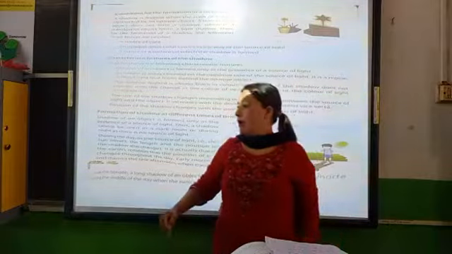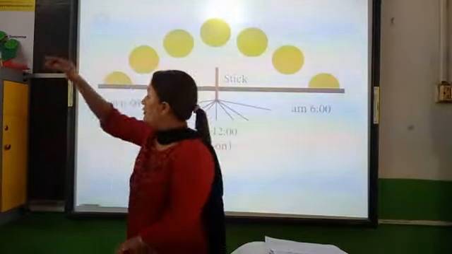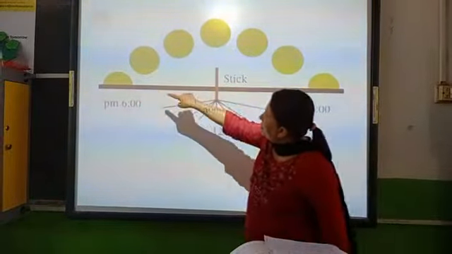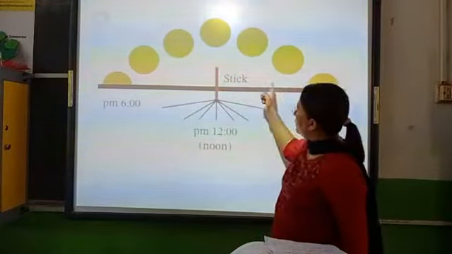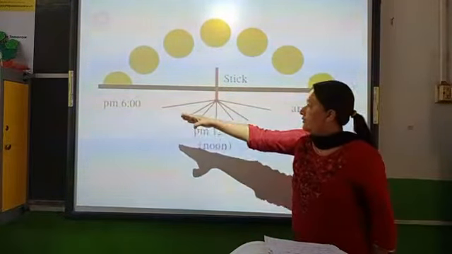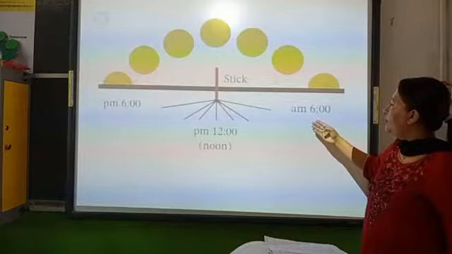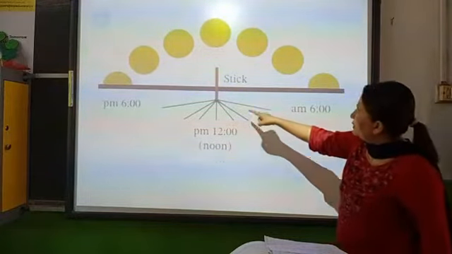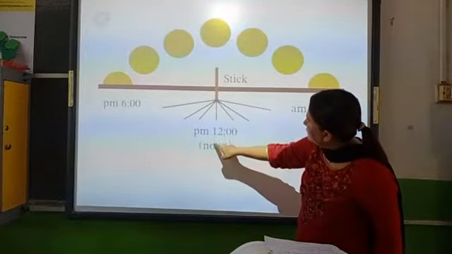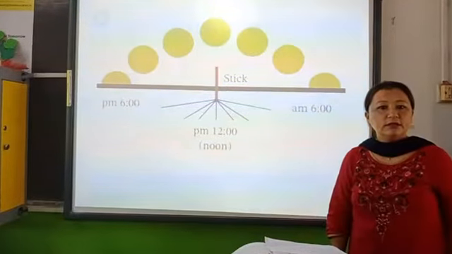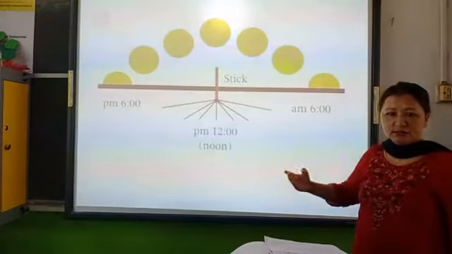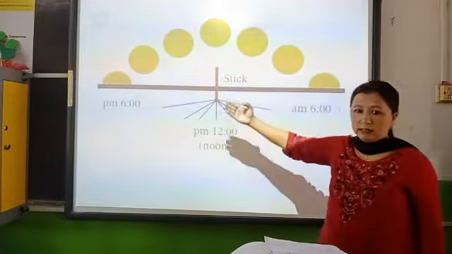So children, I will show you one more example here. You can see this picture. This is a stick and this is the sun. Here is the evening, PM, and here AM, early in the morning. You can see the size of this stick's shadow, and at 12 noon you can see the size of the shadow. So the size of the shadow changes with the position of the sun.